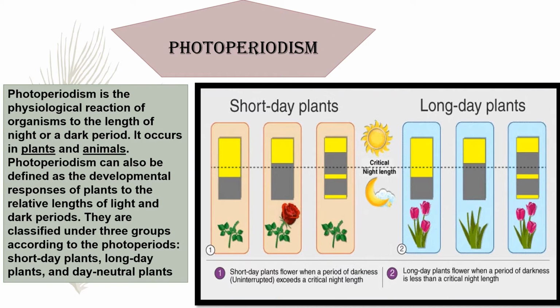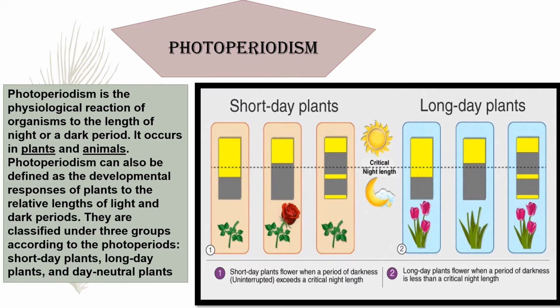Today, I am going to start with photoperiodism. What is this? Photoperiodism is the physiological reaction of organisms to the length of night or a dark period. It occurs in plants and animals. Photoperiodism can also be defined as the developmental responses of plants to the relative lengths of light and dark periods. They are classified under three groups according to the photoperiods: short day plants, long day plants, and day neutral plants.